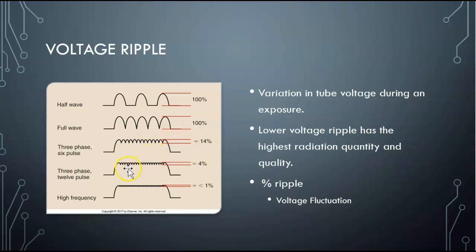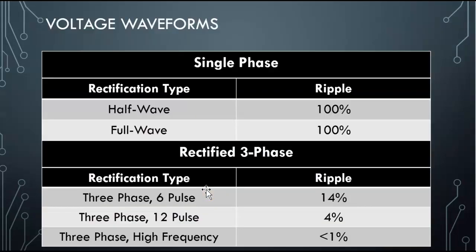So here, this is 3-phase 12 pulse, and this has to do with how many diodes you've got, okay? So if we're looking here, we're at 4%. That's not bad. And then if you look at a high frequency, we're at less than 1%. So this would be like a 96 kVp and this would be a 99. So we always want to use a high frequency generator.